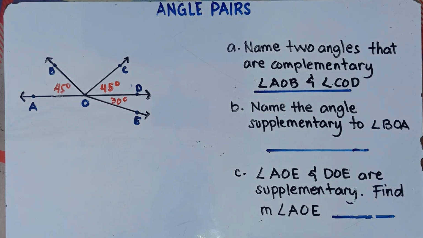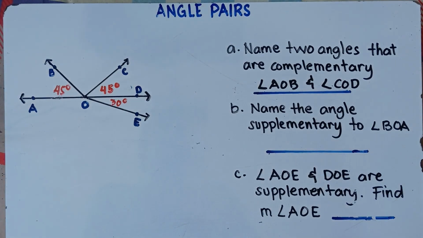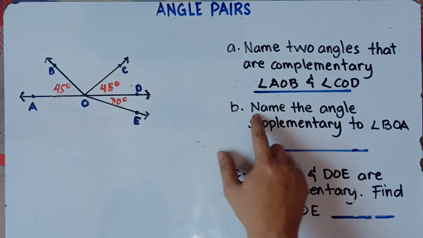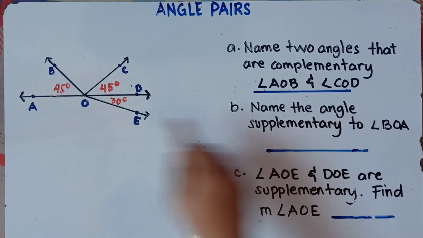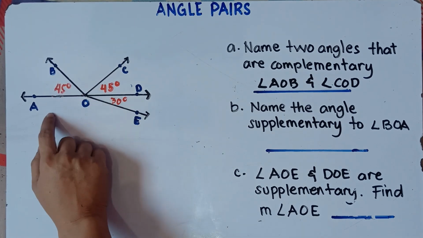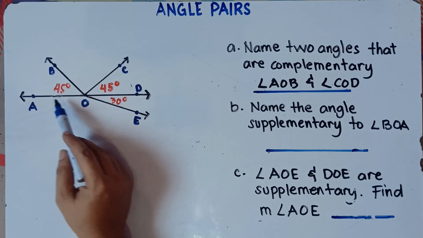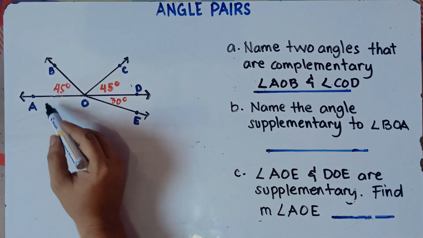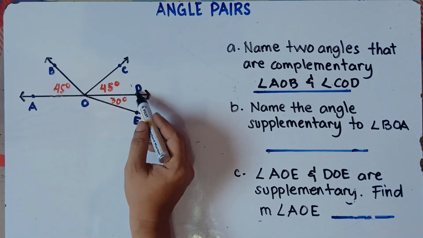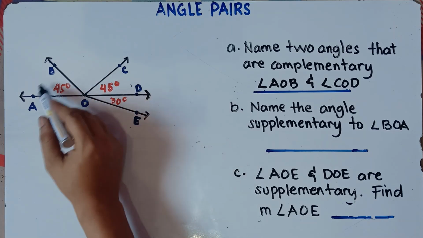Now, letter B. Name the angles supplementary to angle BOA. What are supplementary angles? Supplementary angles are two angles that add up to 180 degrees. We are given 45 degrees for angle BOA. As we see, this particular line is a straight line, and we can form a straight angle. A straight angle is always 180 degrees.